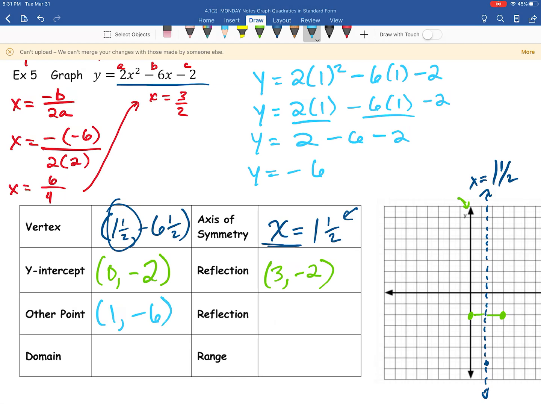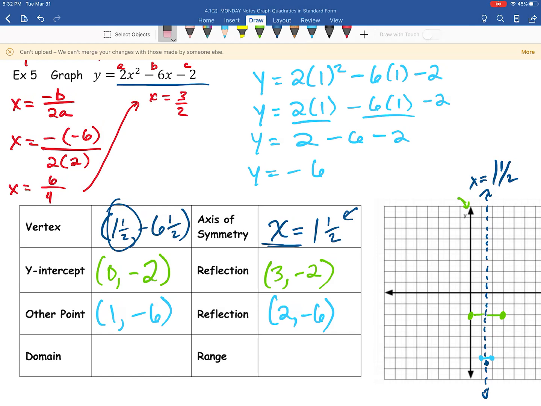Now graphing that, (1, -6) would be located right there. It's a little hard to see, but it is pretty much half of a unit from our mirror to the left side. So we're going to have to go half of a unit to the right side. Plug in our little point there. Then we can identify that at (2, -6), and that would be our reflection point.